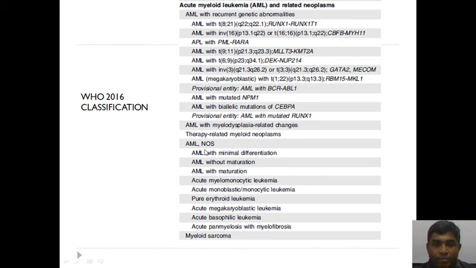You can have AML NOS, which don't fit into any of the specific categories mentioned earlier. So this again has M0 to M7. Myelosarcoma is one in which the abnormal myeloid blasts are seen extramedullary, meaning outside the bone marrow. So this could be a mass lesion present in the skin or gums or anywhere else in the body outside the bone marrow.